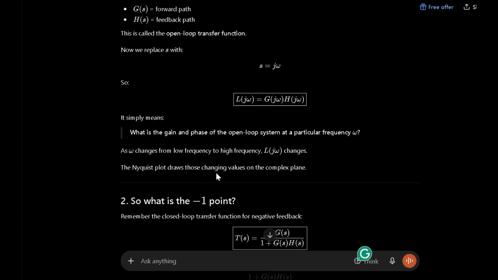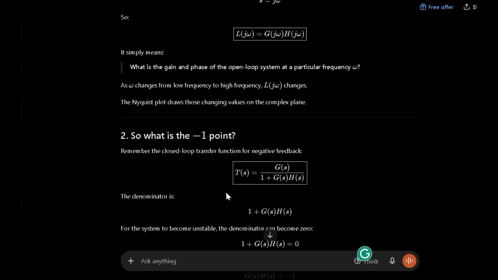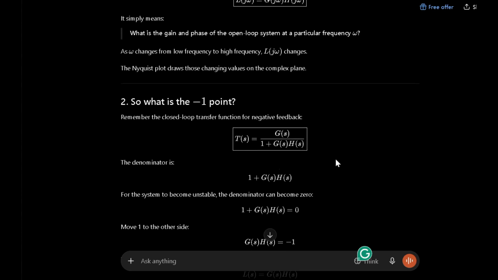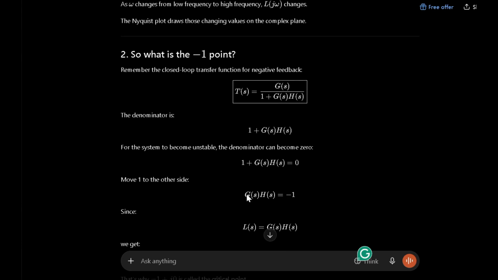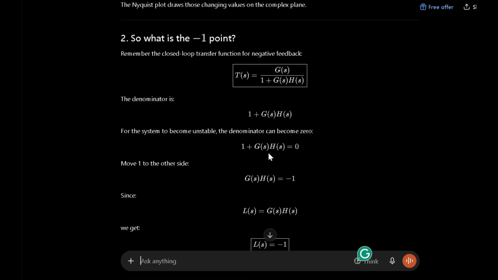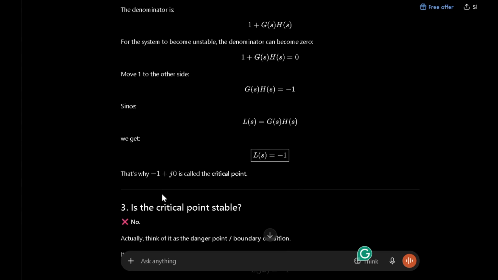So what is the -1 point? Given the closed-loop transfer function of a negative feedback system, T of s equals G of s over 1 plus G of s H of s. The denominator is 1 plus G of s H of s, so the system can become unstable when the denominator becomes 0. That happens when G of s H of s equals -1. That minus 1 is called the critical point.